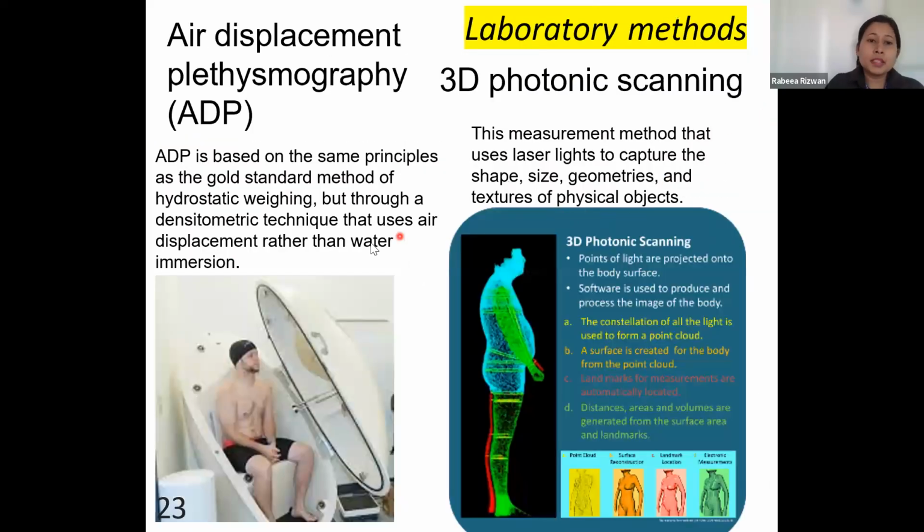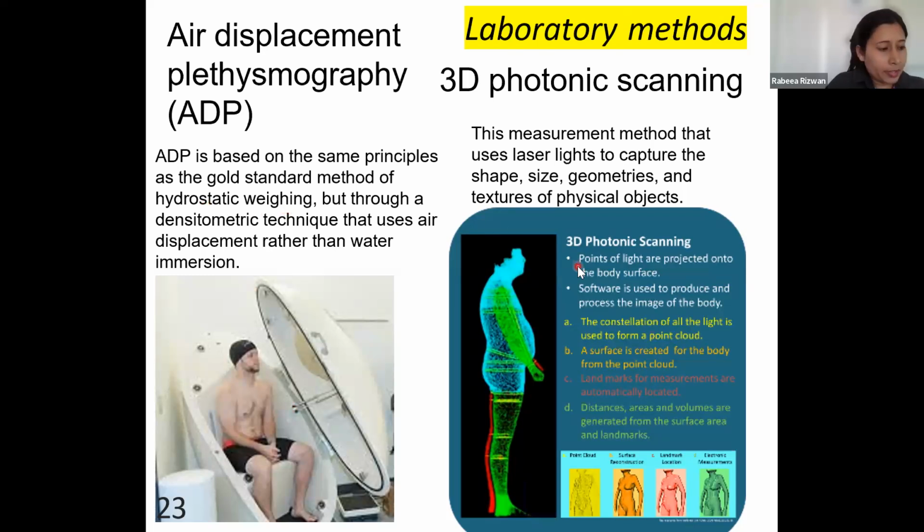Now next is ATP. What does it stand for? Air displacement plethysmography. ATP is also an instrument procedure that can be used to measure body composition, and it is an alternative to the water submersion procedure. We can also use it to evaluate the weight and volume of babies, and it is very convenient rather than submerging babies or infants in water. So it is the alternative to hydrostatic weighing.